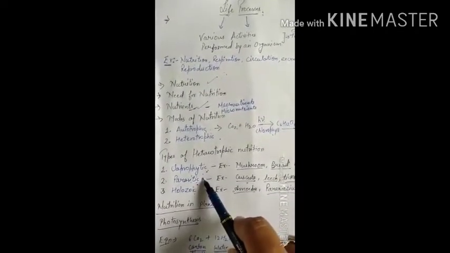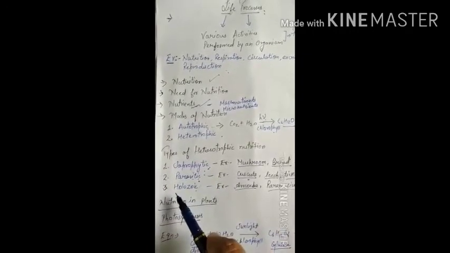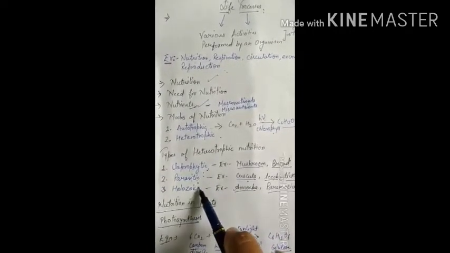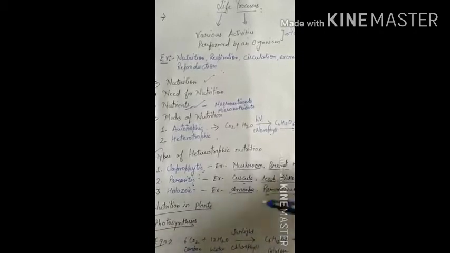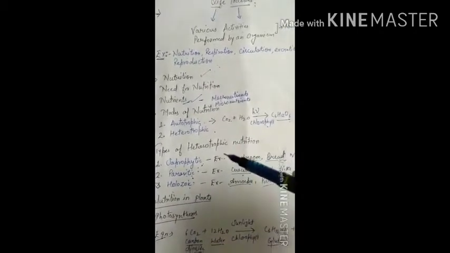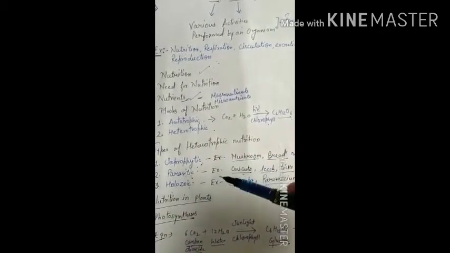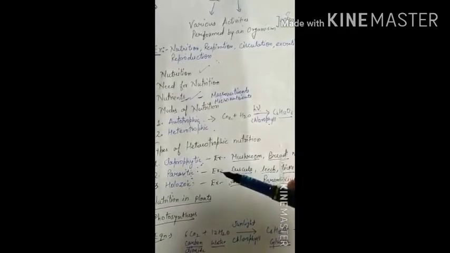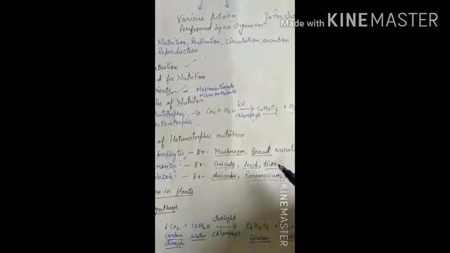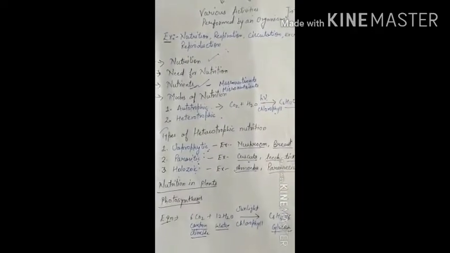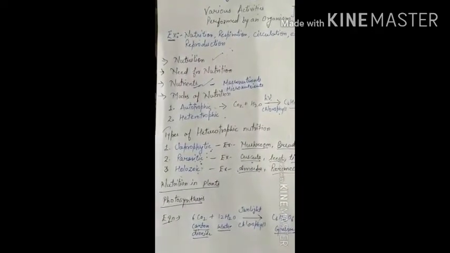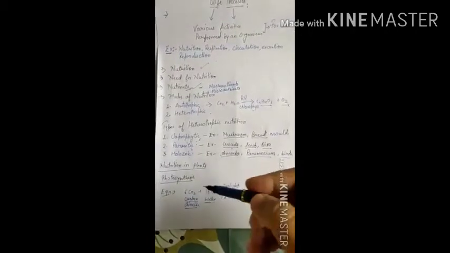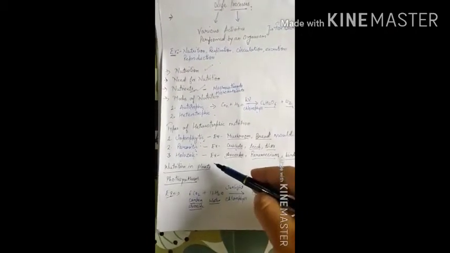Now we can talk about the third, the holozoic type of nutrition. It is a type of nutrition in which organisms take food directly and then digest and absorb it. For example, amoeba, paramecium, birds, humans, etc. are all examples of the heterotrophic mode of nutrition. Our next topic is nutrition in plants.